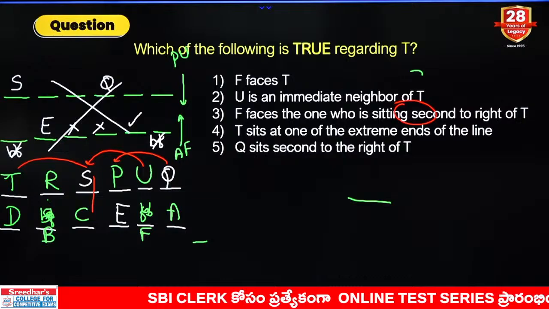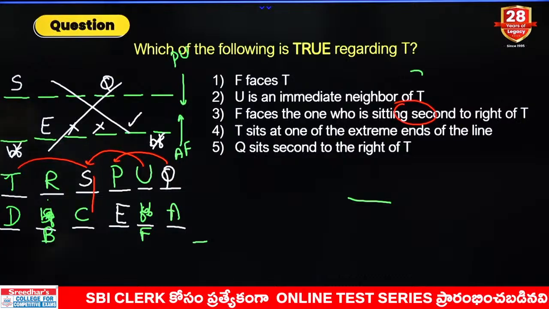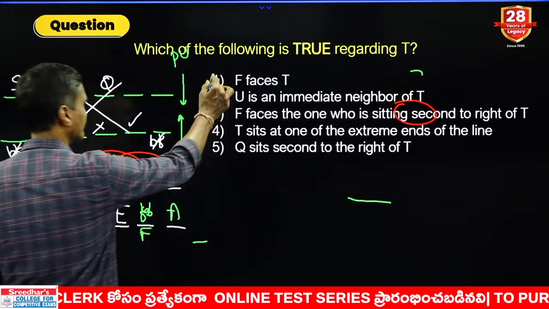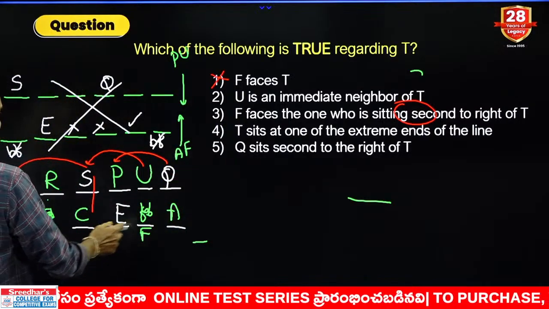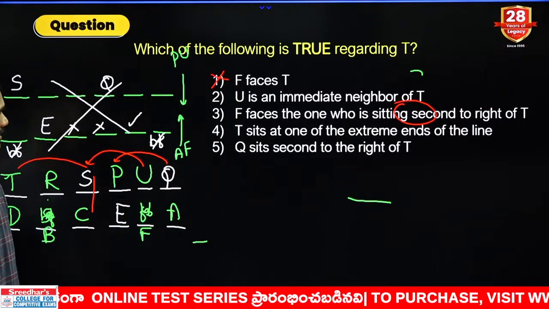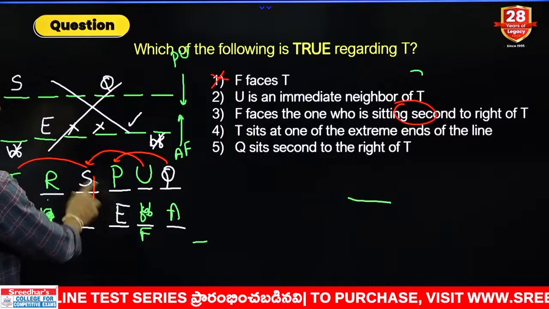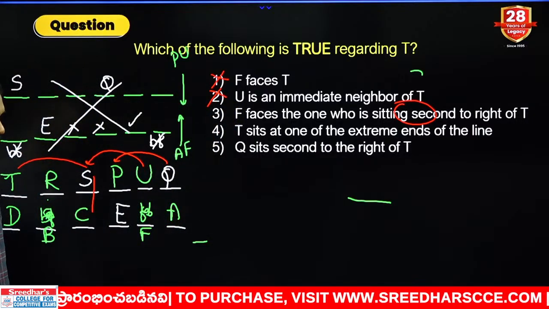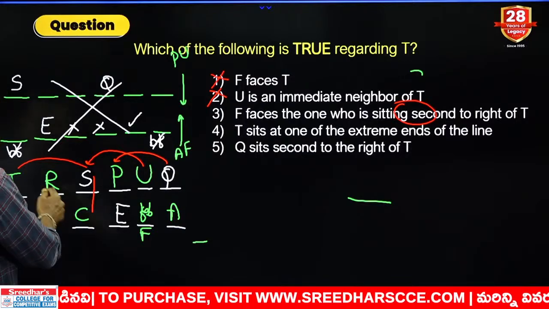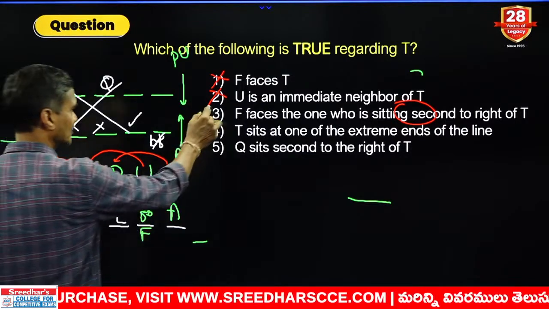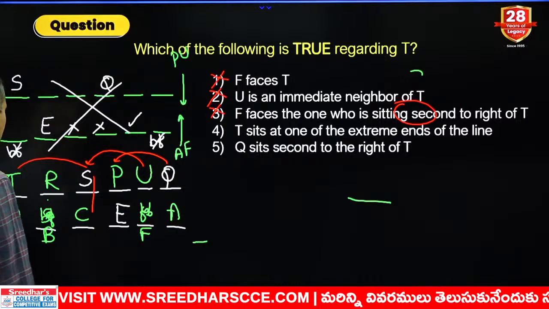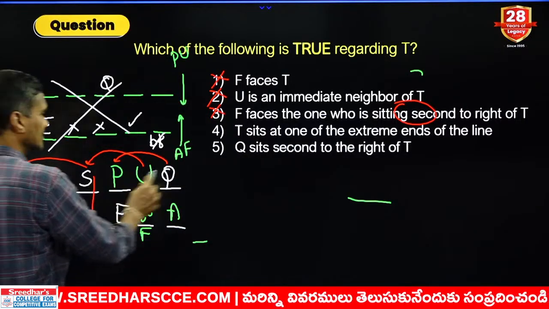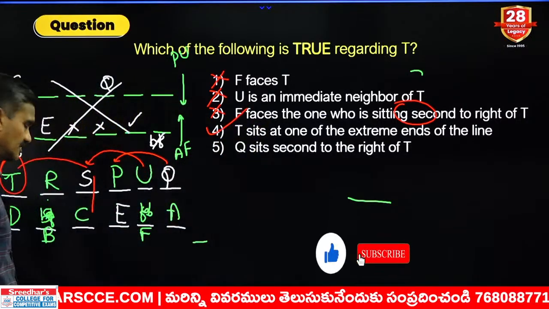Yes, choice 4, good. Now here, which of the following is true? F faces T, that is false, because F is facing U but not T. And U is an immediate neighbor of T. U and T are not immediate neighbors. This is again false. F faces the one who is sitting second to the right of T. But T's second right, there is no person here. This is again false. And T sits at one of the extreme ends of the line. That is definitely true. Choice 4 for question number 10.